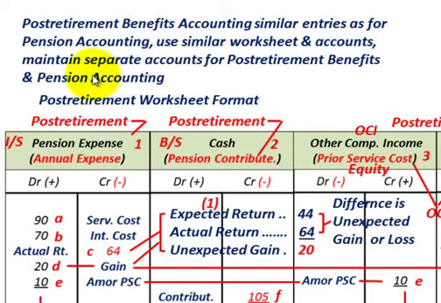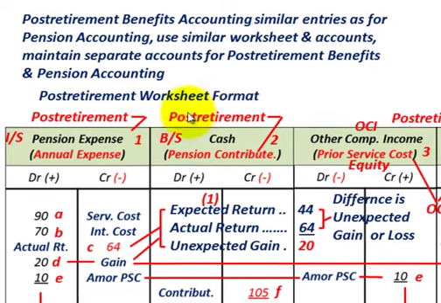All right, so let's go through it here. And the other thing is, if you're trying to determine problems for post-retirement benefits accounting, you can actually reference pension accounting to determine what your journal entries would be. Okay, so let's look at our example, and we're going to look at it from the post-retirement worksheet format or the pension worksheet format.